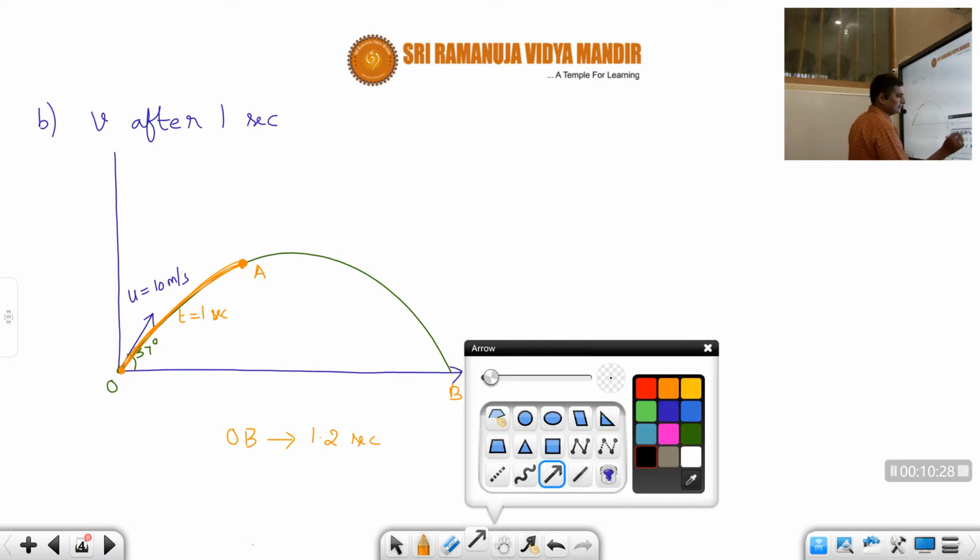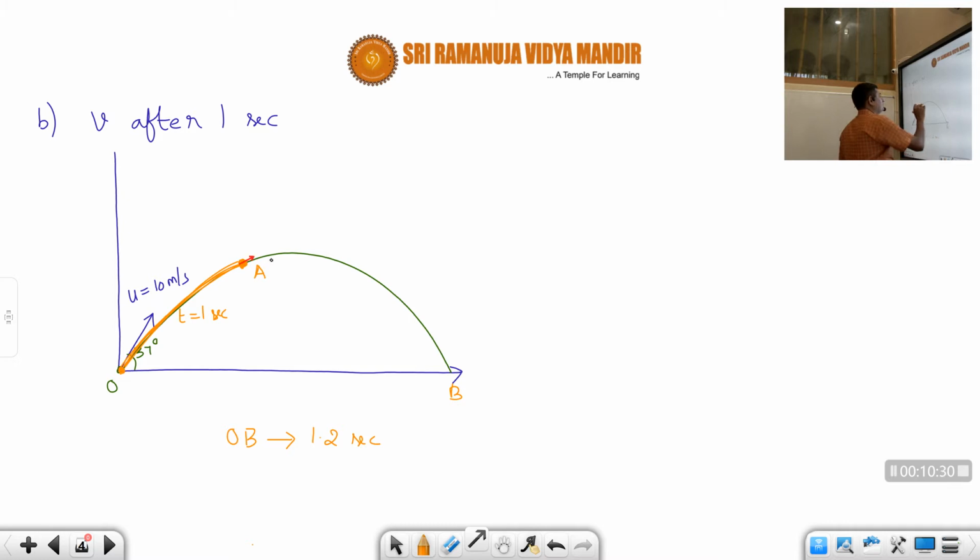I want the velocity, which means you have to draw the tangent. Correct or not? In 2 dimensions, velocity at any point on the curve is always obtained by drawing a tangent at that point. So I have drawn a tangent. Let us say this is the velocity v. Now this velocity will have 2 components.